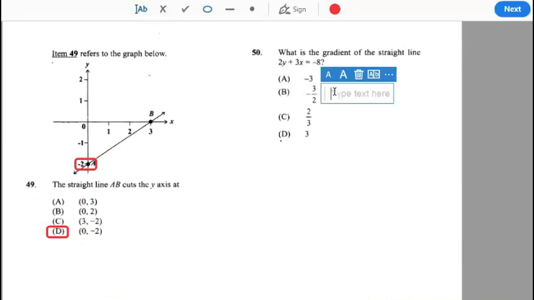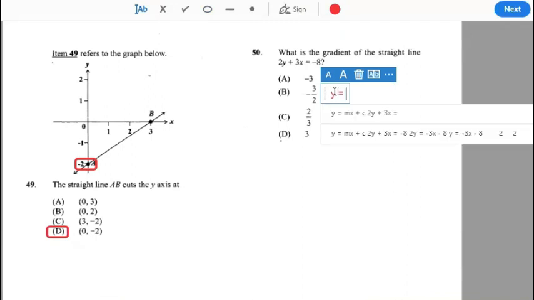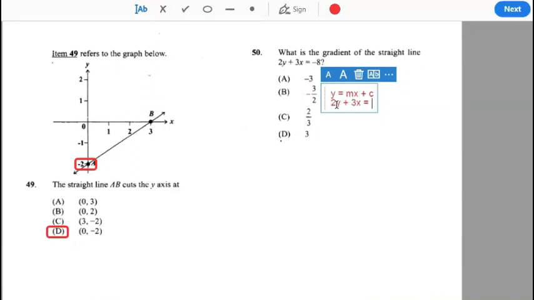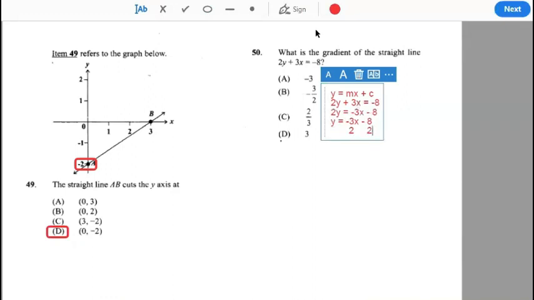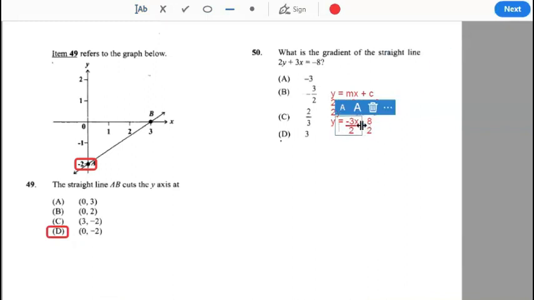What is the gradient of the straight line? So remember, guys, the equation of a straight line is y equals mx plus c, and we have 2y plus 3x equals negative 8. So what we need to do is rewrite the formula according to how it is written for the general equation, making y the subject. So 2y equals negative 3x minus 8, because we brought the positive 3x across the equal sign, so it becomes negative.